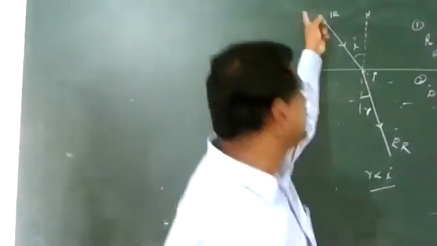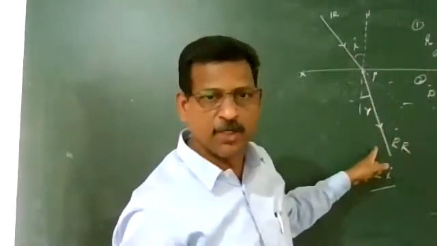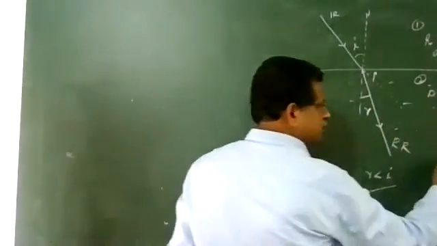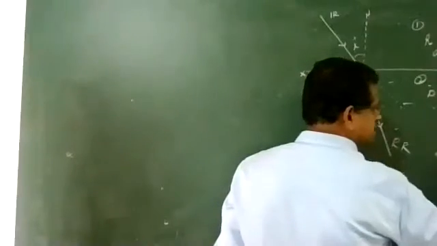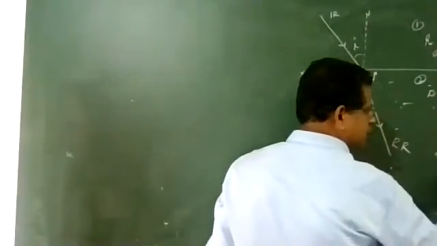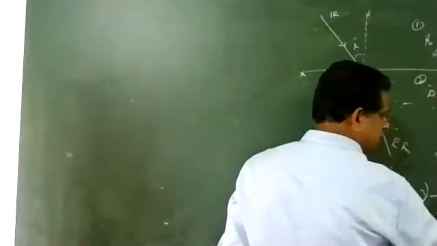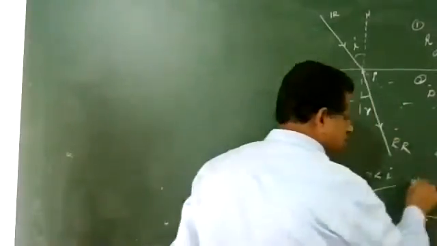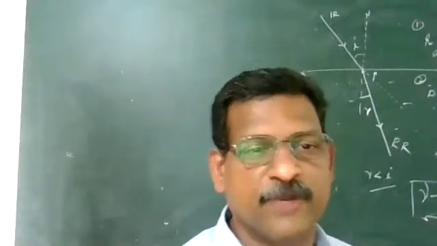So for an oblique incident light, when it goes from one medium to another medium, it changes its path. During this, velocity changes, wavelength changes, but frequency remains constant. Why does frequency remain constant? Only the parameter frequency remains constant during this refraction.